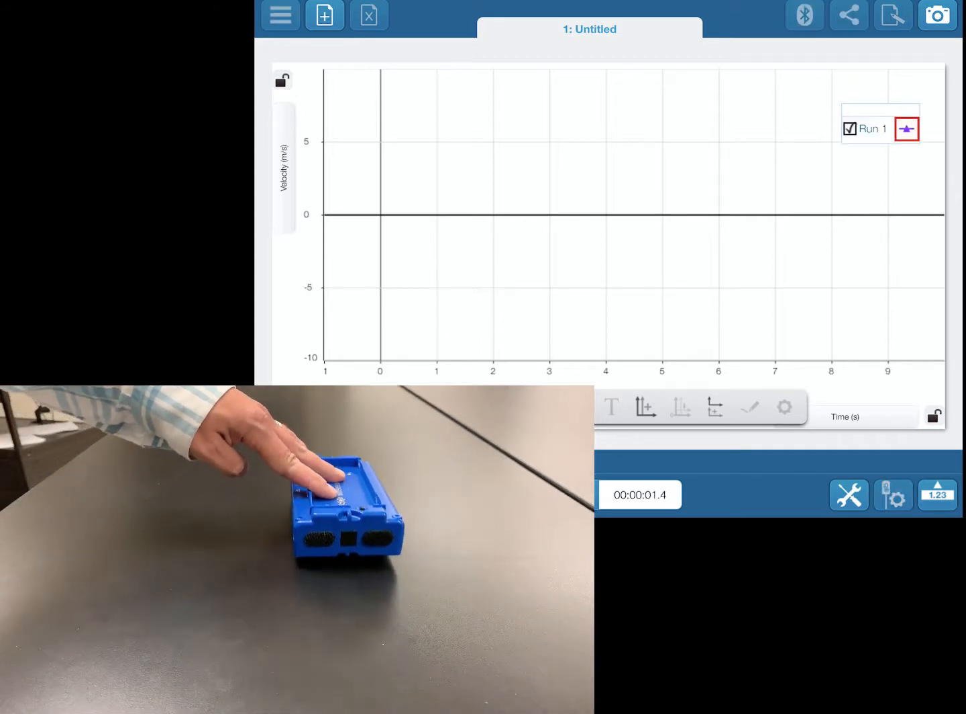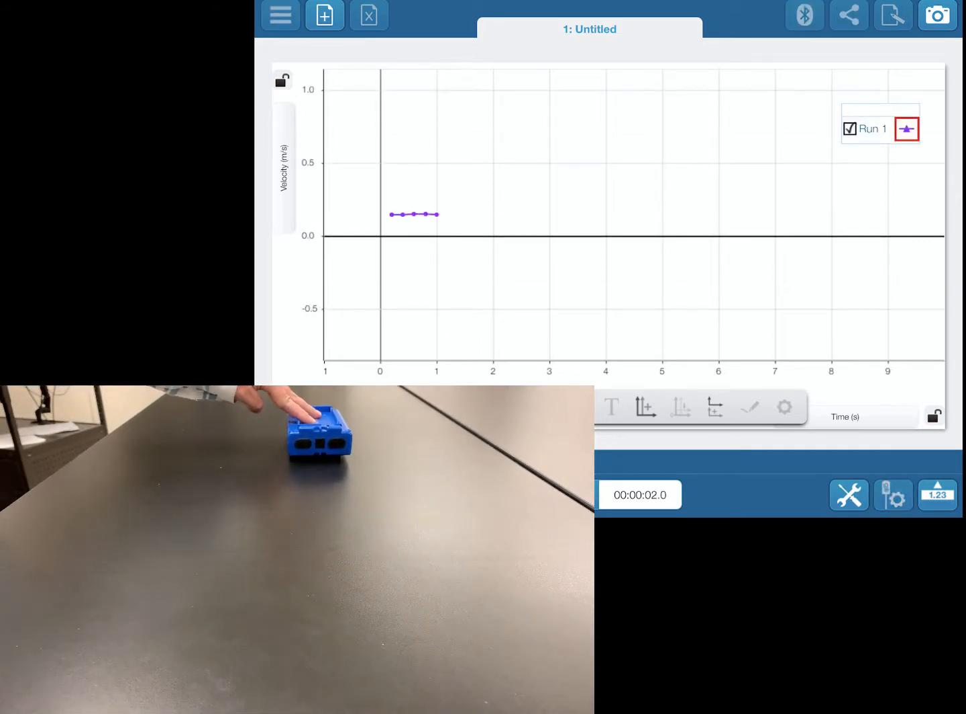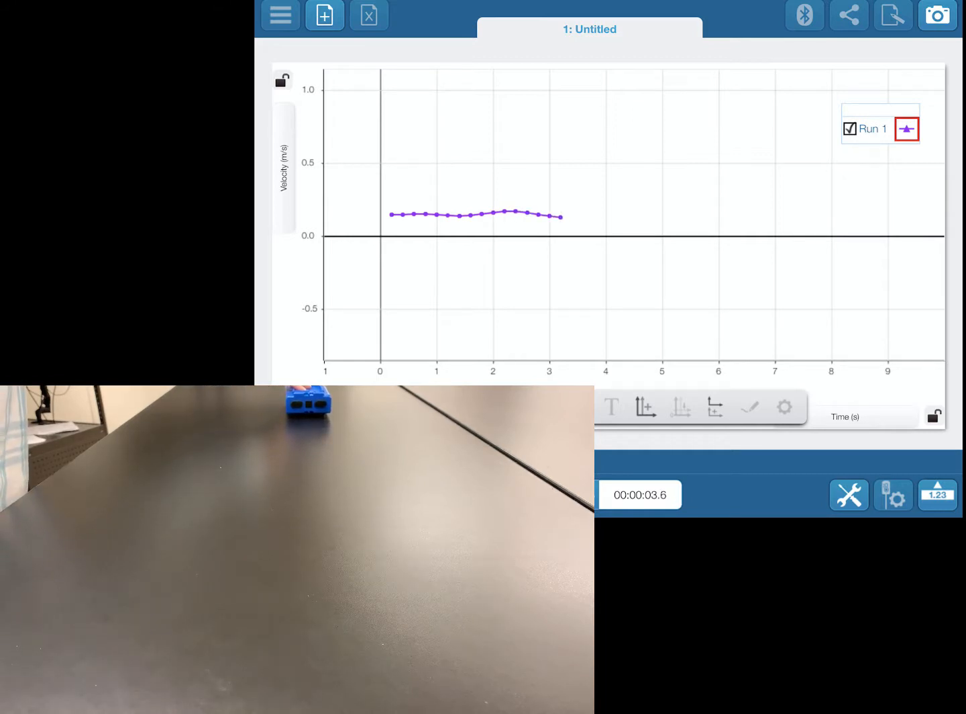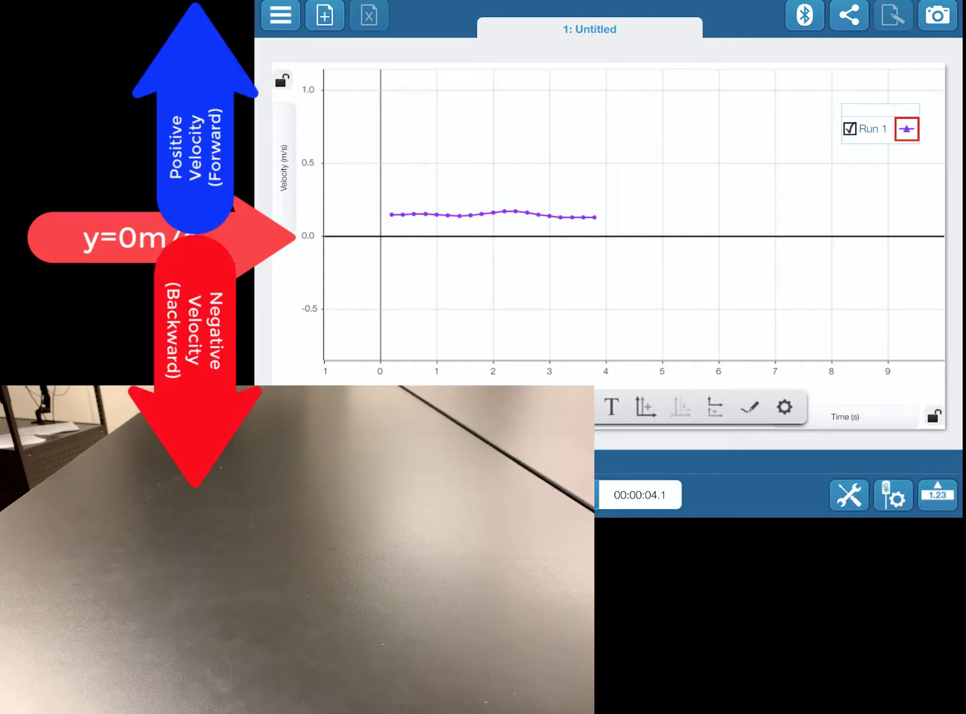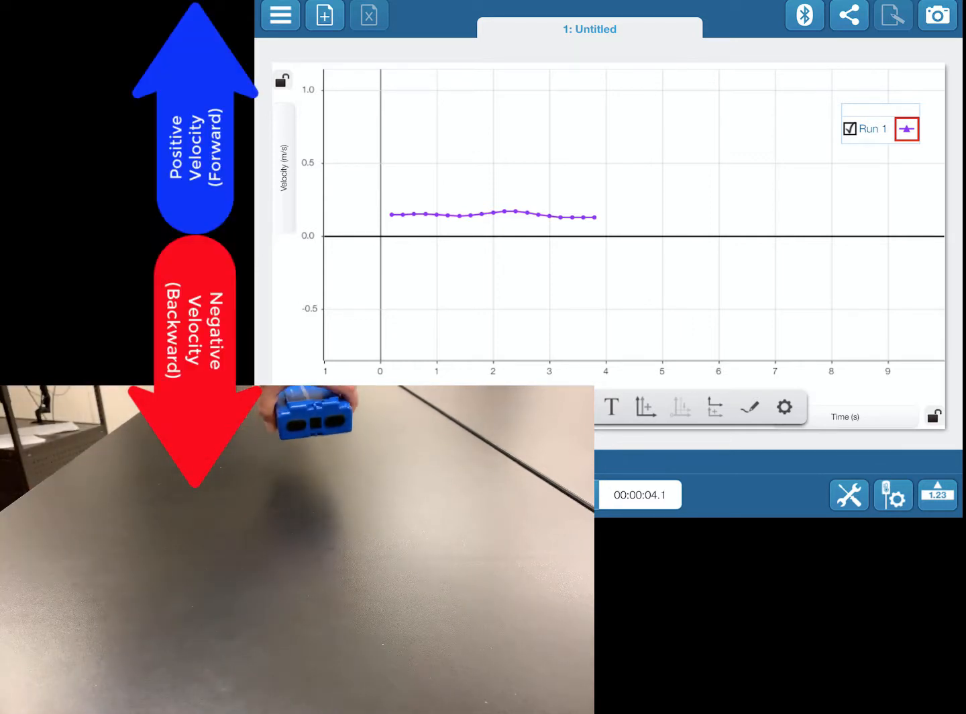So I'm going to move it, hopefully keeping a constant velocity, and not bad. We get a relatively flat line, and we see that that line is located above the x-axis, or the y=0 line, and that tells us it has a positive velocity. Positive means it's moving forward.